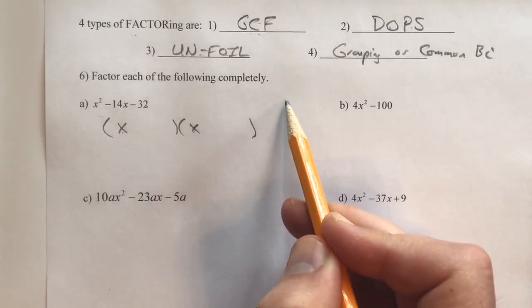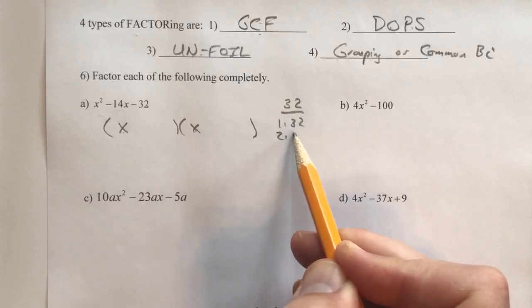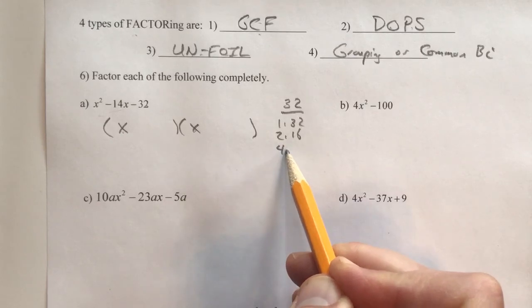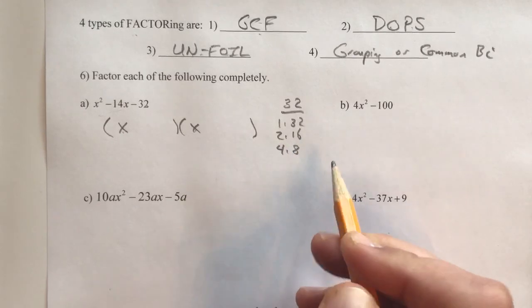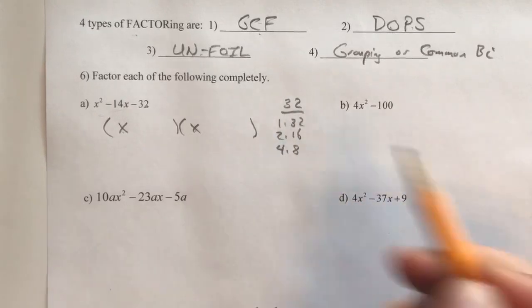32 has some factors. I could sit here and write them all out. 1 times 32, 2 times 16. 3 doesn't go in. 4 does. 4 times 8. 5 doesn't. 6, nope. 7, nope. 8, there's the factors.